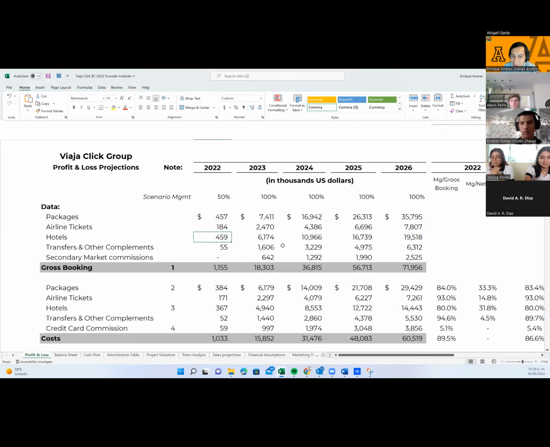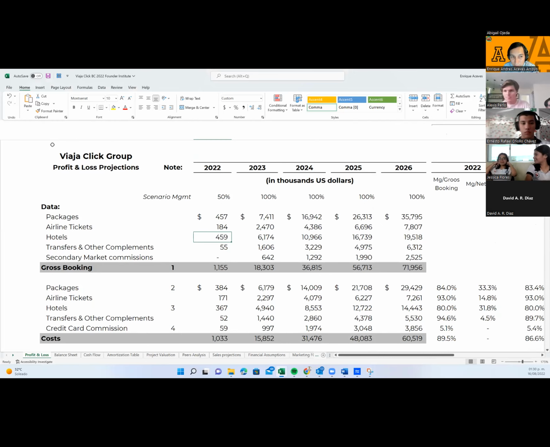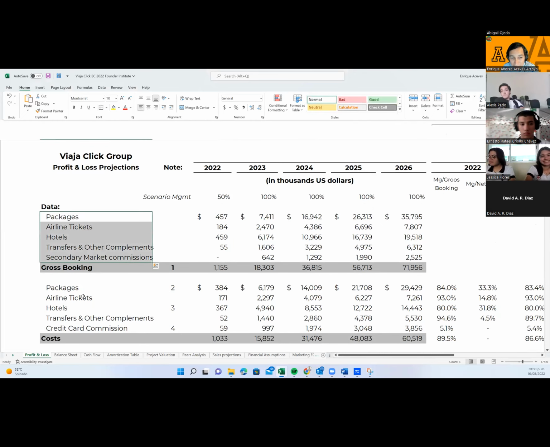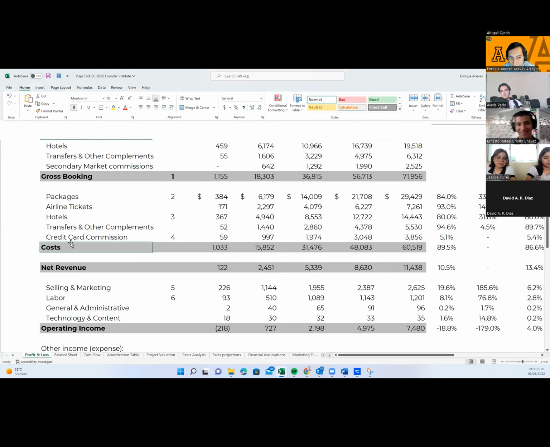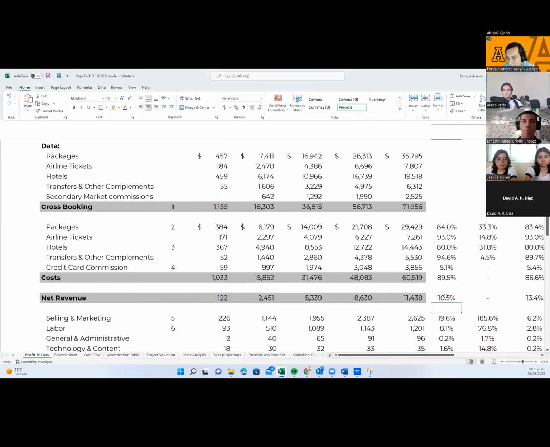What I need you to understand is the concept, okay? Because income and cost are part of your profit and loss statement. You have in here something called income or gross booking in this case. You have the costs and you have a net revenue. That net revenue, it's called what? Gross margin.